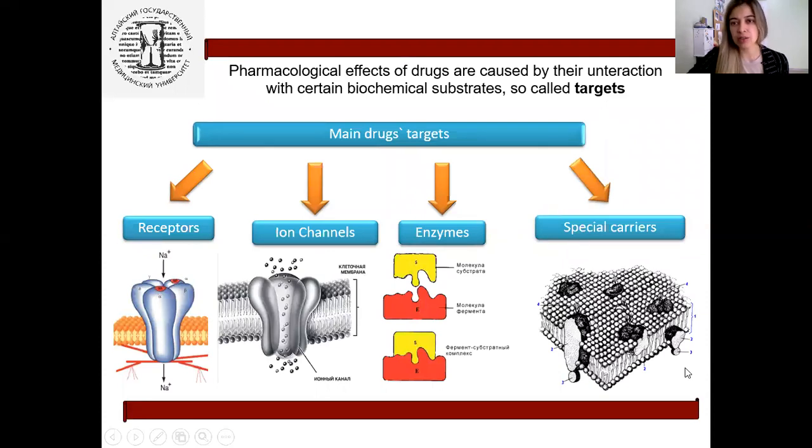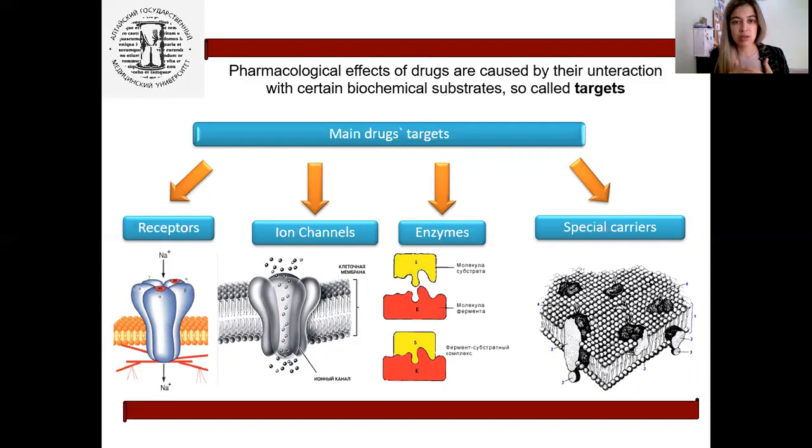Pharmacological effects of the drugs are caused by their interaction with certain biochemical substances. We call these substances the targets. I think everybody knows what a target is. If we shoot at it, our main purpose is to hit that target. So the drug also has its own target in our body. The drug cannot affect all the cells of the human body. They actually have some biochemical molecules which are suitable for interaction with the drug.